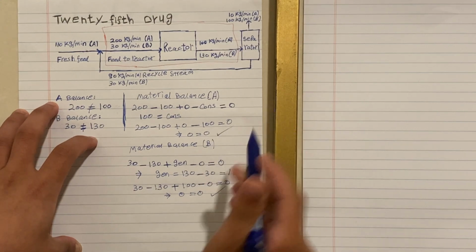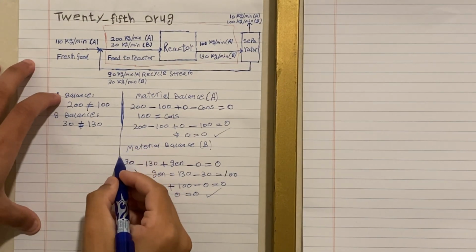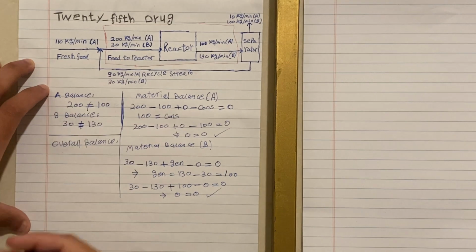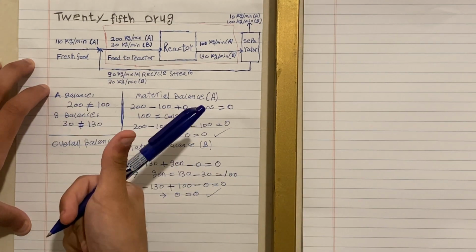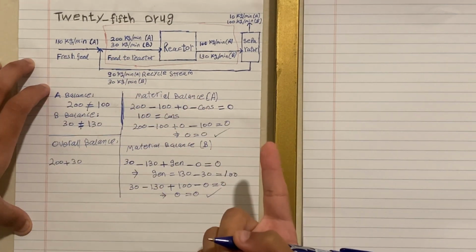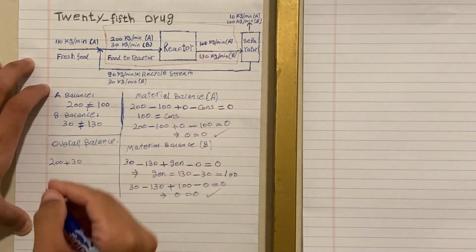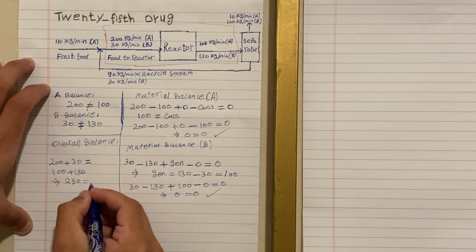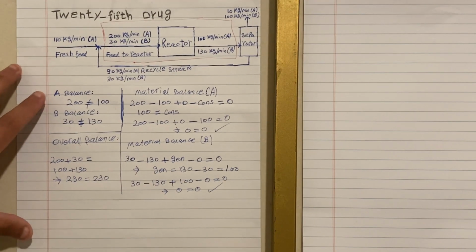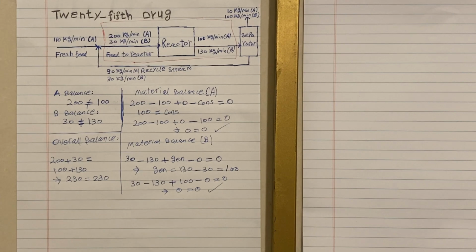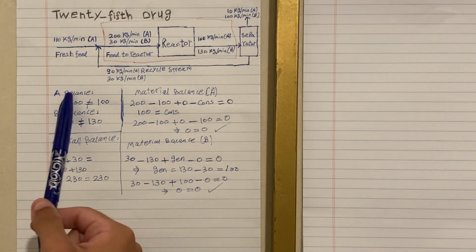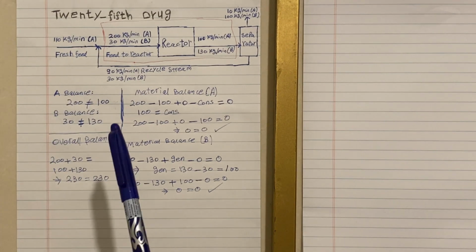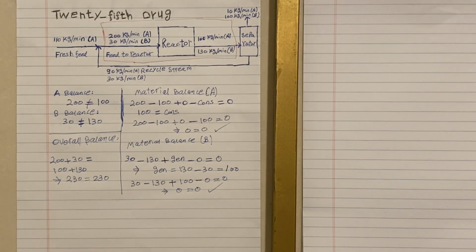Here is the interesting thing about mass. If you do an overall balance on the reactor, what comes in overall is 200 plus 30, and what leaves overall will be 100 plus 130. Are they the same? Yes, they are the same. 230 equals 230, proving that the total mass is conserved. The total mass cannot be generated, the total mass cannot be consumed, but the component masses can be generated and can be consumed. That's the biggest difference I needed to emphasize.